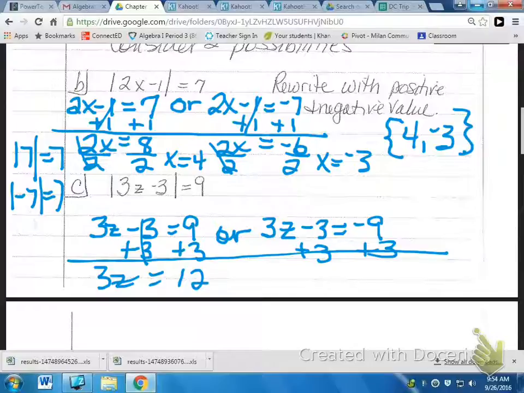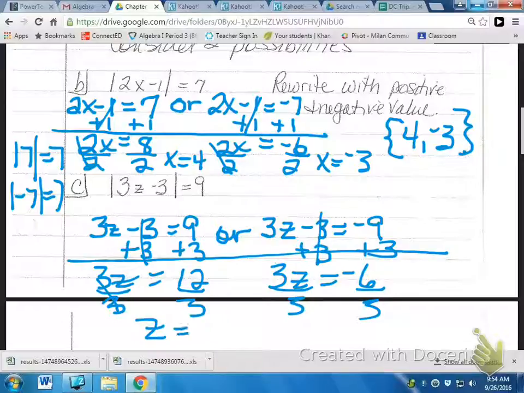3z equals 12 over here, and 3z equals negative 6 over here. Okay, and then divide by 3 all the way across. So over here, z could be equal to what? 4. And over here, z could be equal to, what is it? 2. No? Oh, negative 2. So my two solutions would be 4 and negative 2.